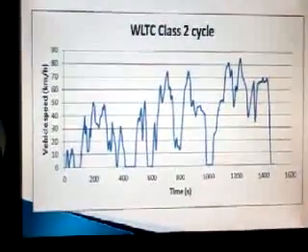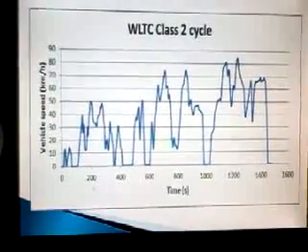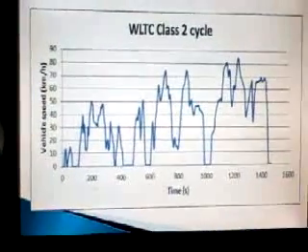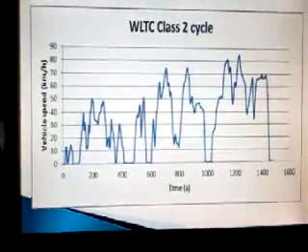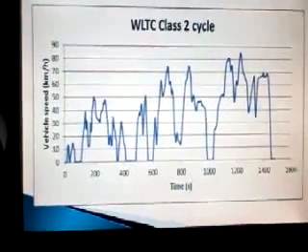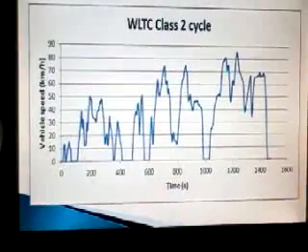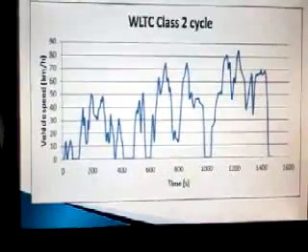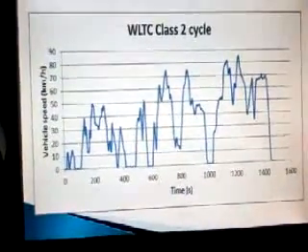WLTC Class 2 cycle. WLTC has three classes. First class is for the heavy vehicles, second class is for the light vehicles, and third is for the regular vehicles. What is WLTC? WLTC is the Worldwide harmonized Light vehicles Test Cycle, and this is a plot between vehicle speed and time.